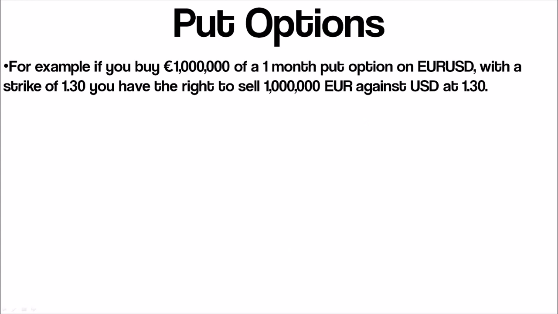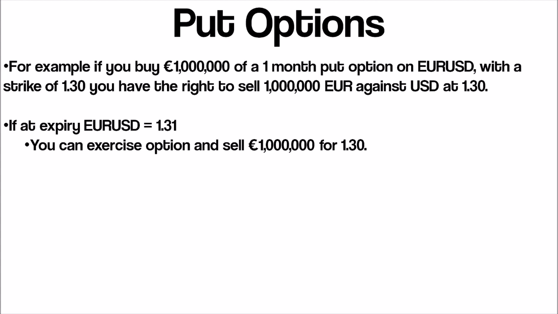Okay, so now let's look at put options. So put options are similar to call options except that they give you the right to sell rather than to buy. Okay, so let's take this example. You buy an option which gives you the right to sell 1 million euros against dollars at an exchange rate of 1.3. Okay, so let's consider the case where euro-dollar has gone up to 1.3 since you carried out the trade.